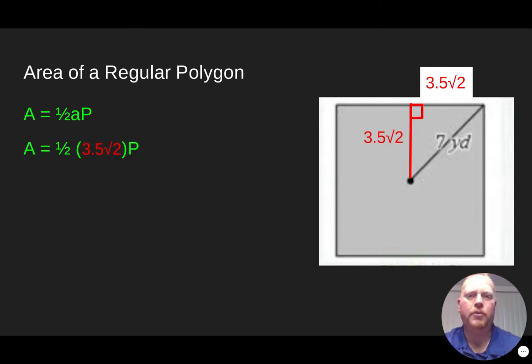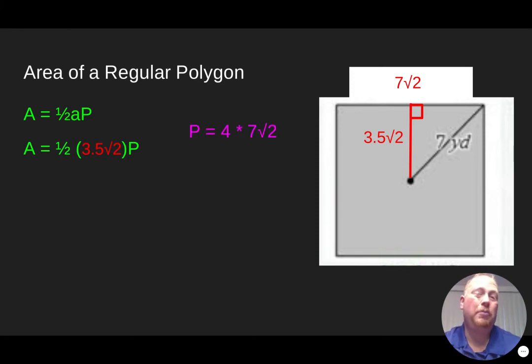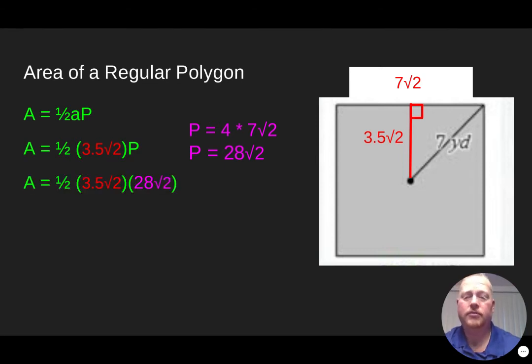Let's work on the perimeter. Well, if this part of the triangle is 3.5 times the square root of 2, that means the other part of that side is 3.5 times the square root of 2, which makes that entire side 7 square root of 2. Now, if each side is 7 times the square root of 2, to find the perimeter, we just multiply that by 4. And so I get my perimeter is 28 times the square root of 2. So now I can go ahead, plug that in, and I've got all the information that I need.